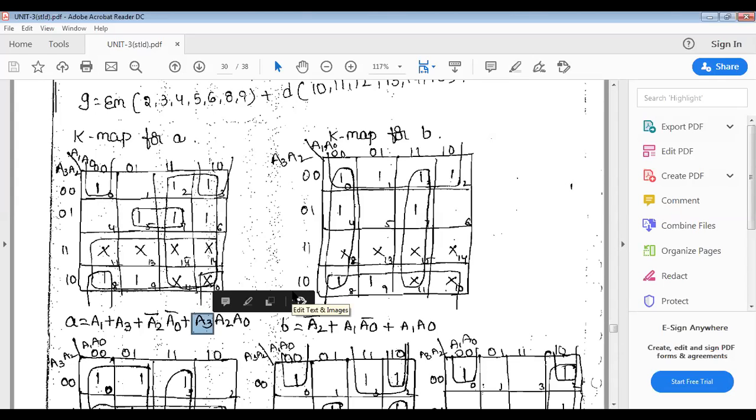A3 changes, it is 1, so there is no A3. Remove that A3. If any maximum box combination is there, you go for the maximum box combination only. Don't use the minimum box combination. Whenever you go with the minimum box combination, it increases the number of literals. By using the K-map, you have to reduce the number of literals. A 4-box combination will give 2 literals.